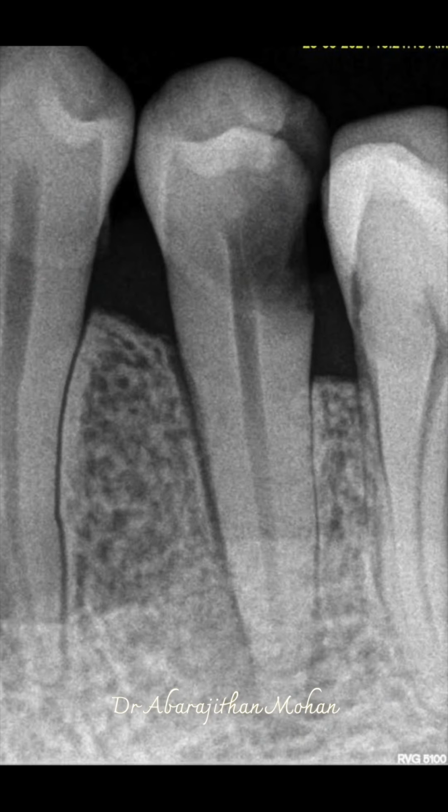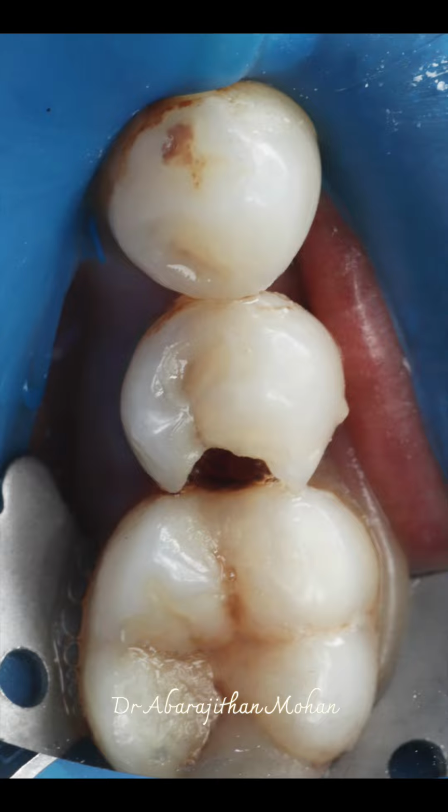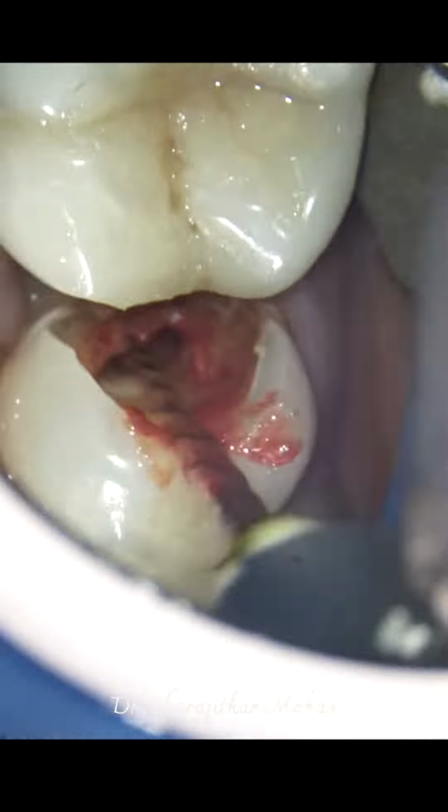Hello friends, in my previous video I discussed the advantages of pre-endodontic buildup. In this video, let me show how it is done. We have a mandibular premolar with deep subgingival caries. We begin with split dam isolation to have better access to the deep subgingival area.